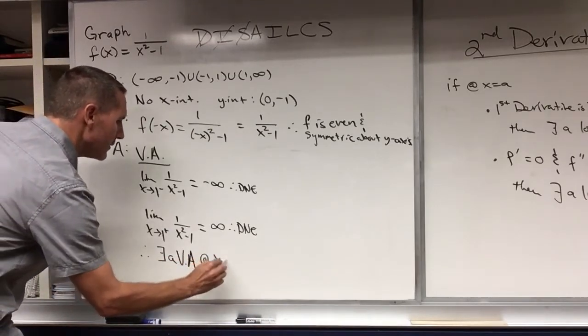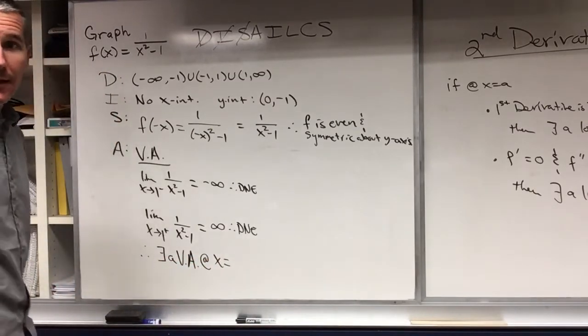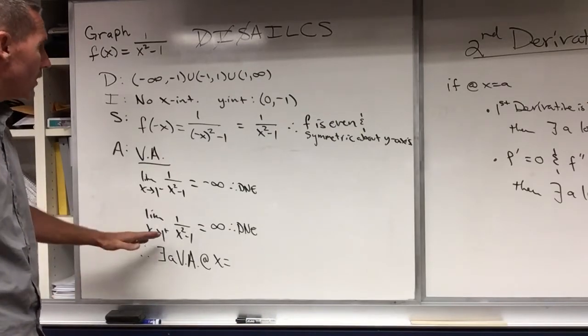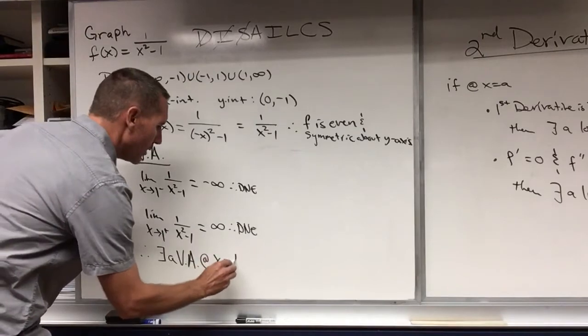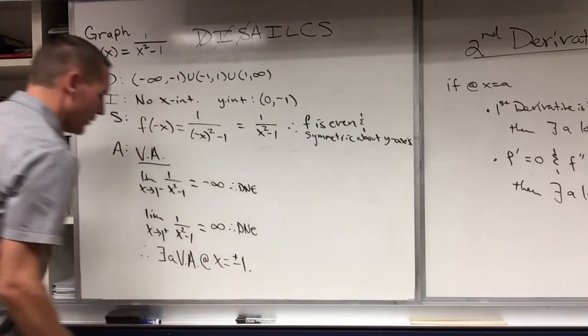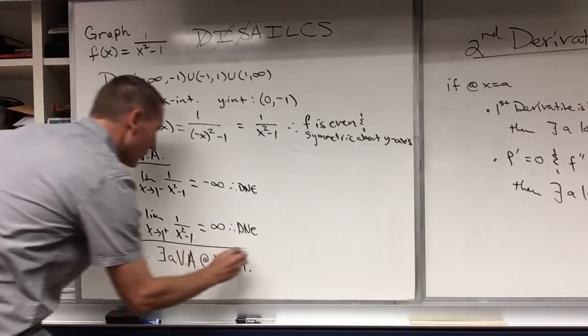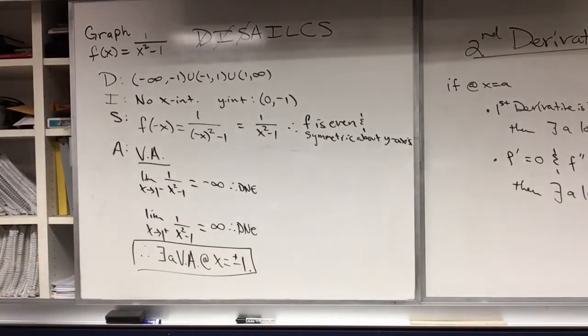Now, with this information, I have to finish by saying, therefore, there exists a vertical asymptote at x equals 1, but due to symmetry, I know it's also going to be negative 1. So I'm going to say x equals plus or minus 1, and then I am going to box that. So that's what we do for vertical asymptotes.